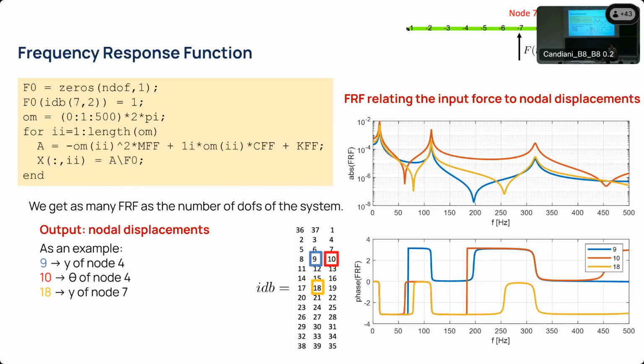we take our frequency response function matrix, we multiply it by the vector of external forces, and then we compute the module and the phase of that specific number, and for each frequency, we compute the relative amplitude and the phase between an input force and an output displacement.